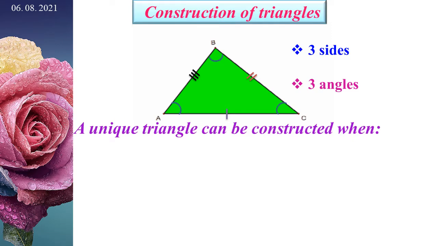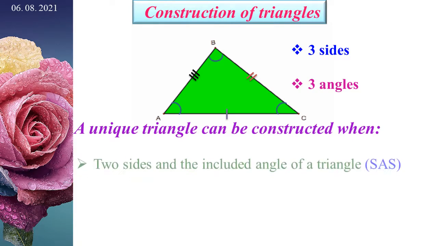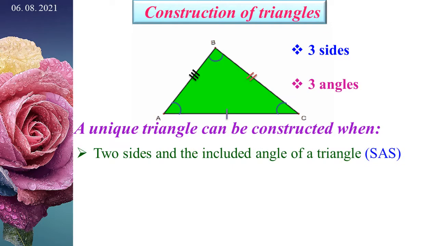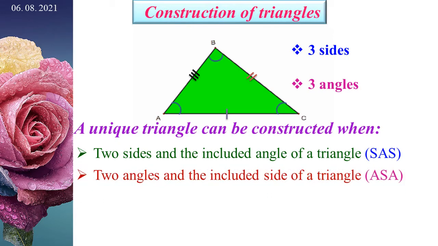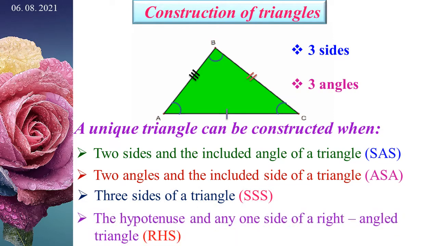A unique triangle can be constructed when we are given 2 sides and the included angle of a triangle, that means SAS, side angle side; 2 angles and the included side of a triangle, ASA, angle side angle; 3 sides of a triangle, SSS, side side side; or the hypotenuse and any one side of a right angle triangle, that means RHS.